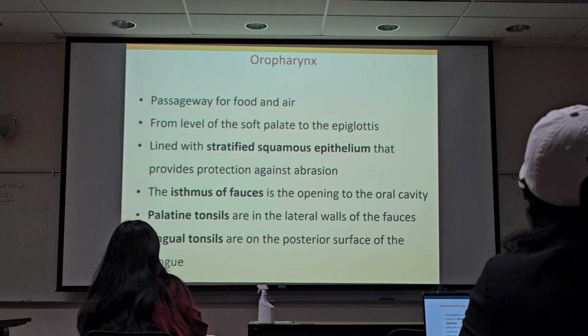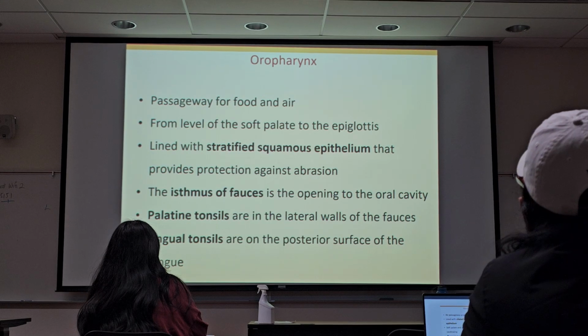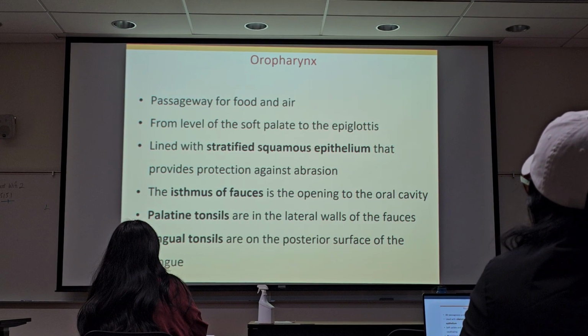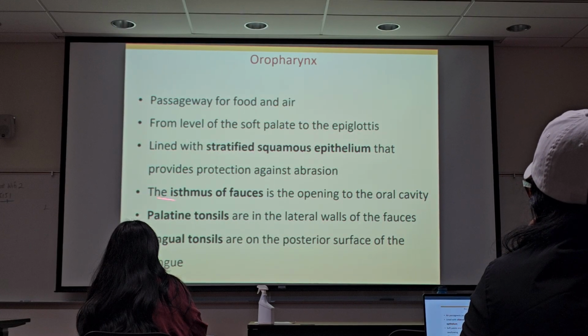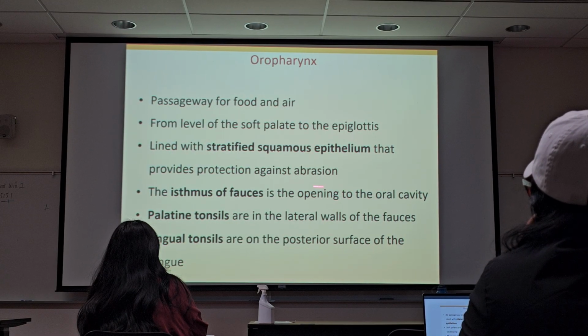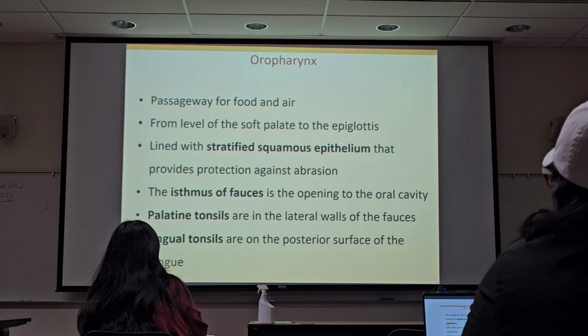Here we have an even tougher tissue, stratified squamous epithelium. The opening to the oral cavity at the pharynx is called the isthmus of the fauces. We'll talk more about that when we get to the respiratory tract. We see tonsils here as well.